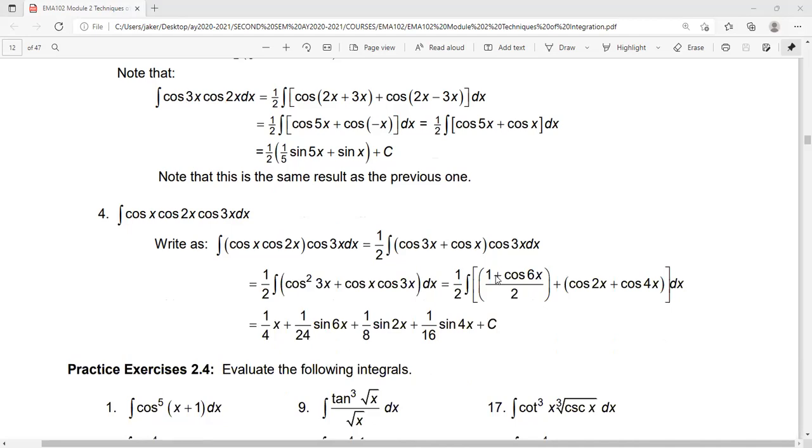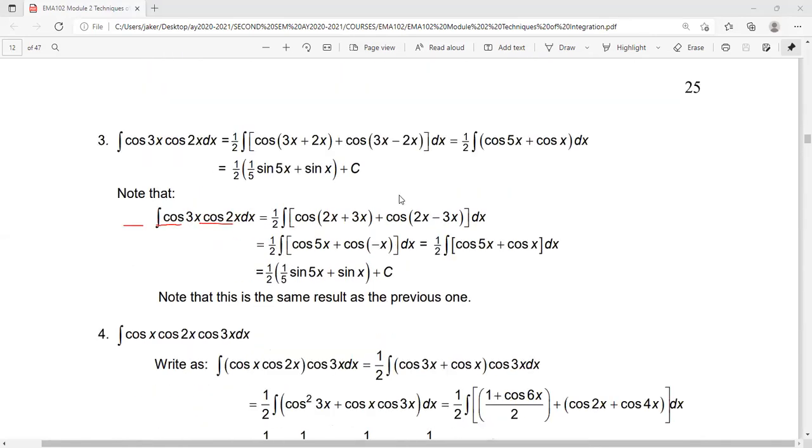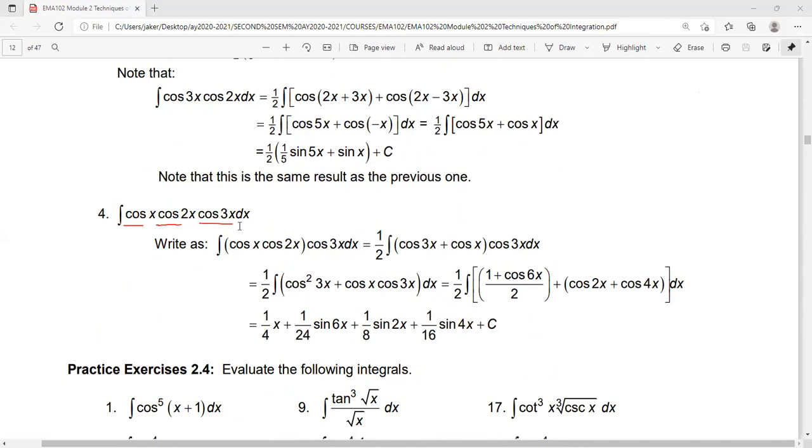Okay, this time, look very closely. You don't have 1, but you have 3: 1, 2, 3. What will you do if you have that? Because the identity that was provided to you only has 2 functions here. What will you do? In this case, since we have the same angles here, you combine first 2 of the functions in a manner that the sum of the angles will be the third one.